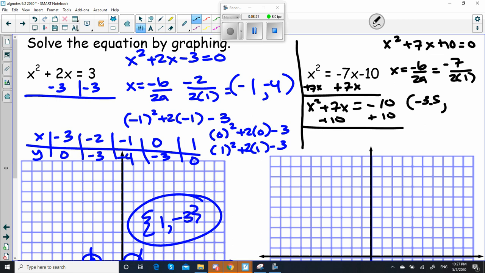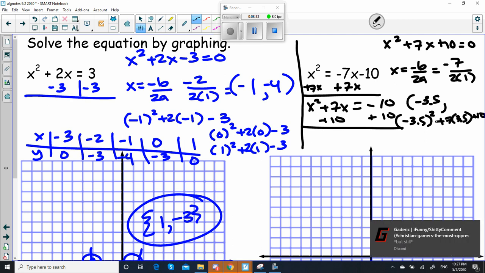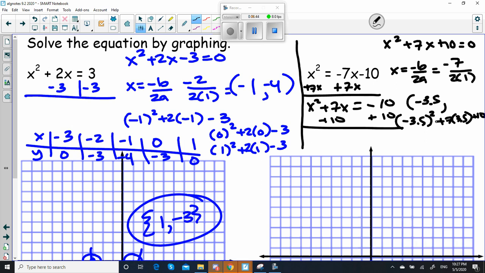Right, so now I'm going to plug that in my calculator, or first I'm going to write it. -3.5 squared plus 7 times 3.5 plus 10. So let's see, -3.5 squared plus 7 times 3.5 plus 10. Ooh, that's a terrible one. Let me type that in again. I got 46 point something. Let me try that again.